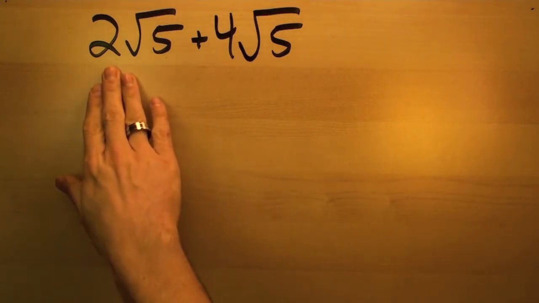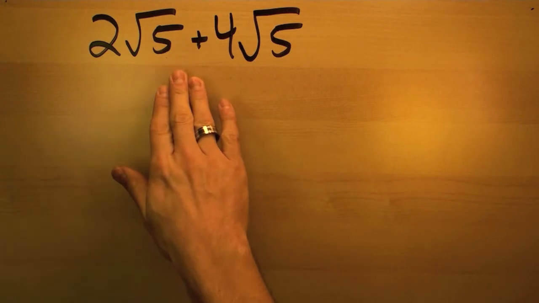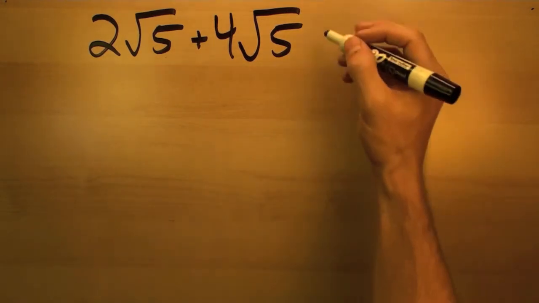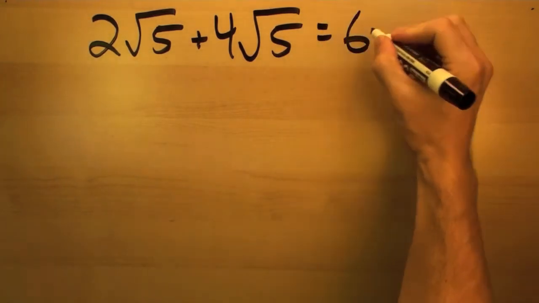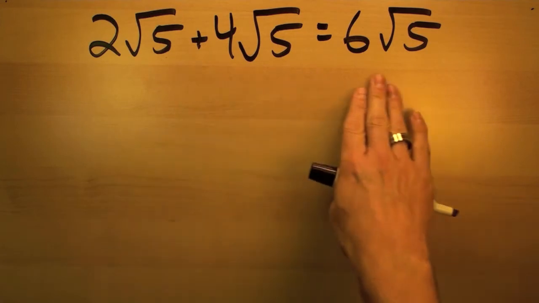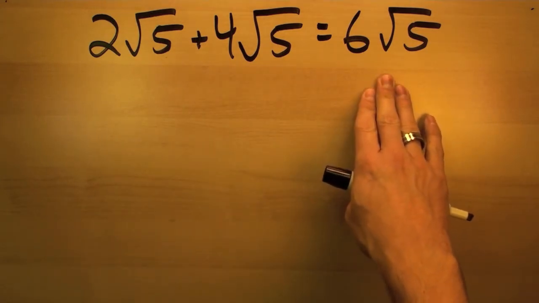So if we have 2 square roots of 5, and then we have 4 more square roots of 5, how many square roots of 5 do we have total? We have 6 square roots of 5. In that case, adding these roots together is very intuitive.